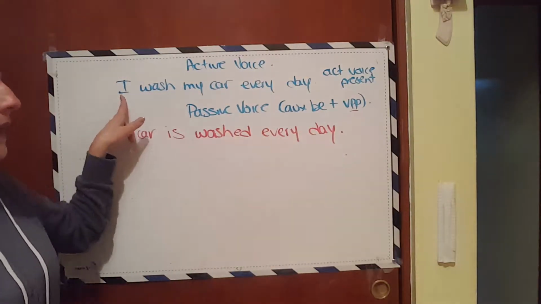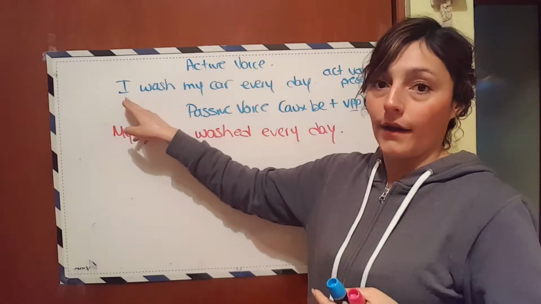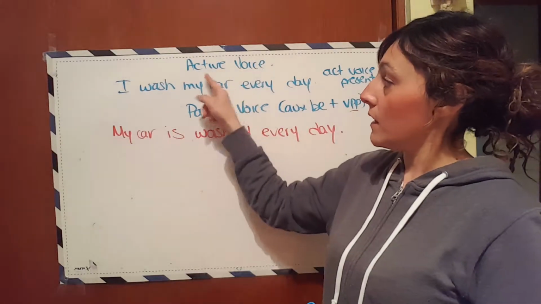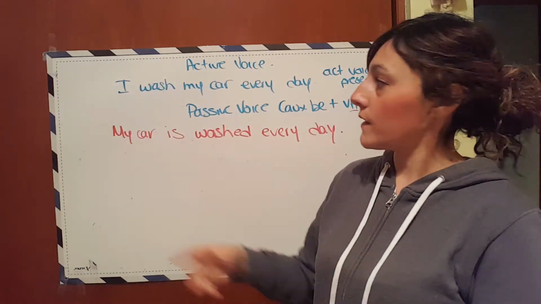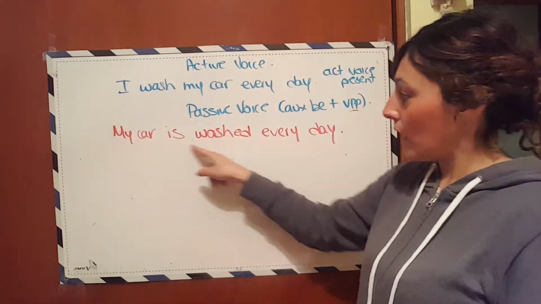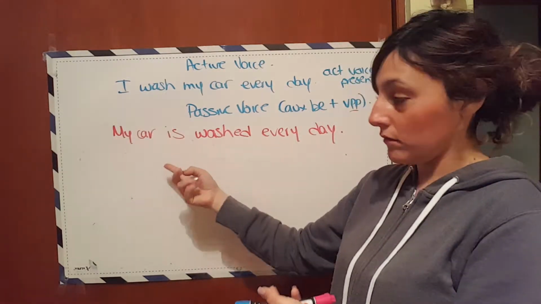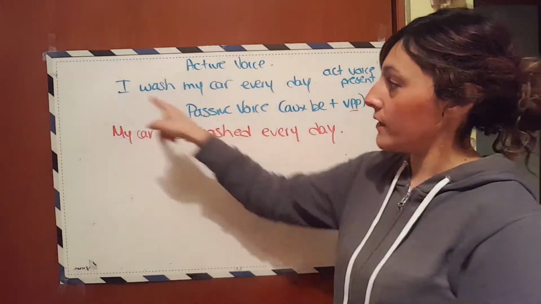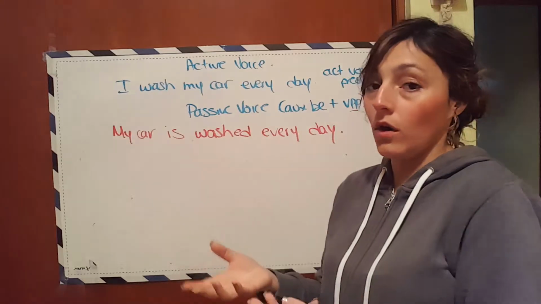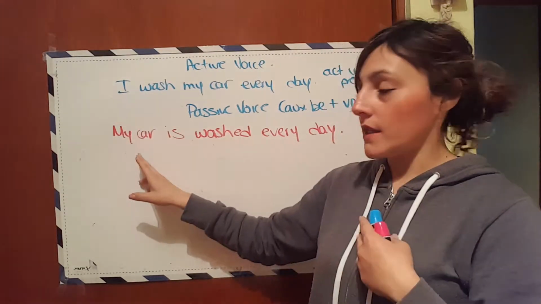So in this, you can see the person that does the activity. I do the activity every day. What receives the activity? My car. What is the activity? Wash. In the passive voice, who does the activity? My car? No. You don't have the subject I. So in the passive voice, you are concentrating on the receiver of the activity, right? So my car receives the activity.